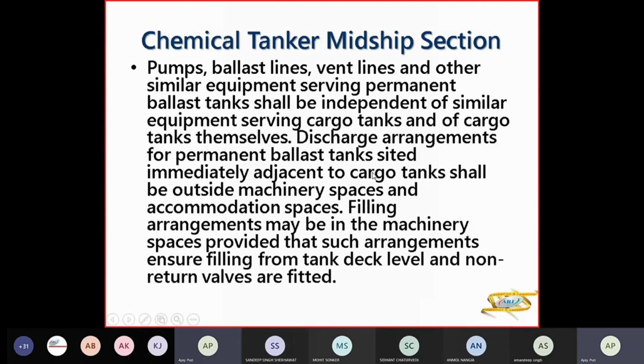So the discharge arrangement of the permanent ballast tanks situated immediately adjacent to a cargo tank shall be outside machinery space and accommodation spaces. Filling arrangements may be in machinery spaces, provided such arrangement ensures filling from the tank. So this is your ballasting arrangement, which will be as per your ballast water management.